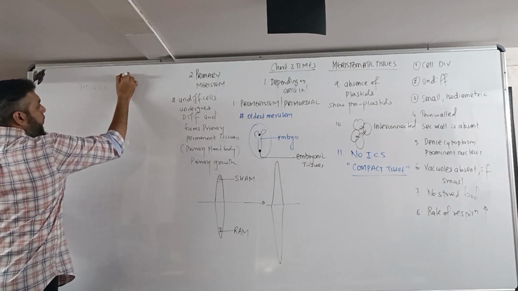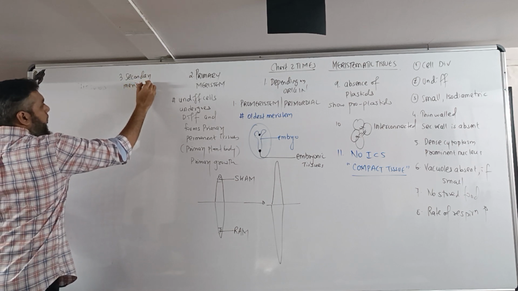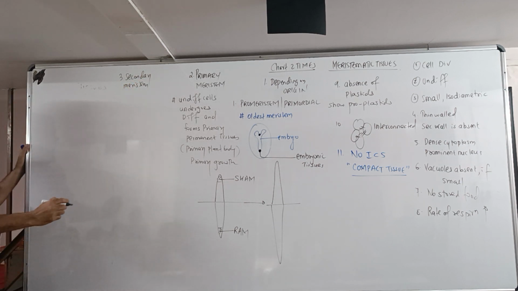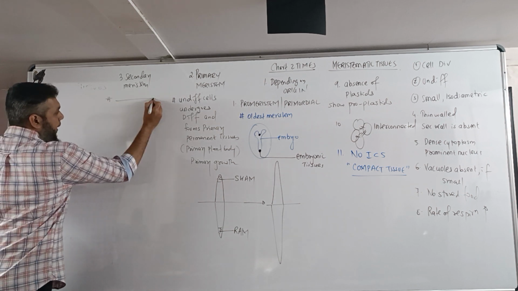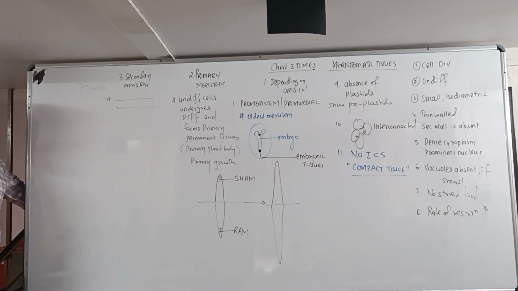Third, secondary meristem. Who are secondary meristems? Can anybody repeat that line, just the way I had mentioned? Secondary meristem arises by redifferentiation of primary plant tissue, and they undergo redifferentiation to form secondary growth.